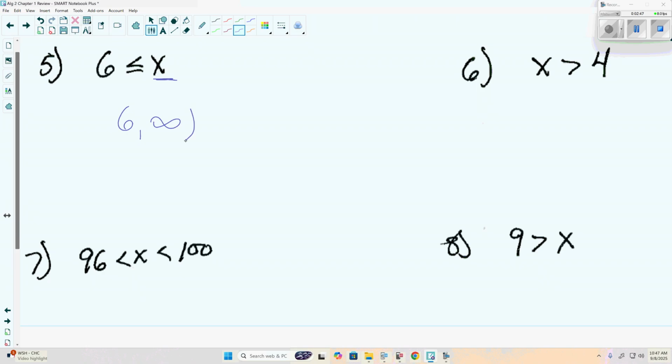Infinity and negative infinity will always get a parenthesis. Infinity will be on the right side of the number. Negative infinity would be on the left. Smaller number on the left, bigger number on the right. Since infinity is bigger than 6, it goes on the right. Now for the parenthesis or bracket with 6, since it is equal to it, we have a bracket. So it'd be bracket 6, comma, infinity. Questions on 5 through 8?